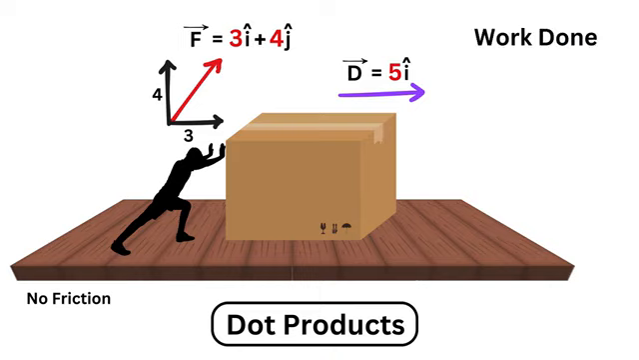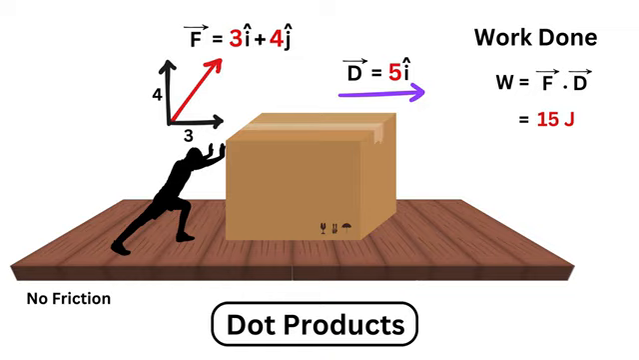We calculate the work done using the dot product of the force vector and the displacement vector, which we represent like this. Multiply the i hat components, 3 times 5, which is 15. Then multiply the j hat components, 4 times 0, which is 0. Now add the results, 15 plus 0, which gives 15. So, the work done is 15 joules.